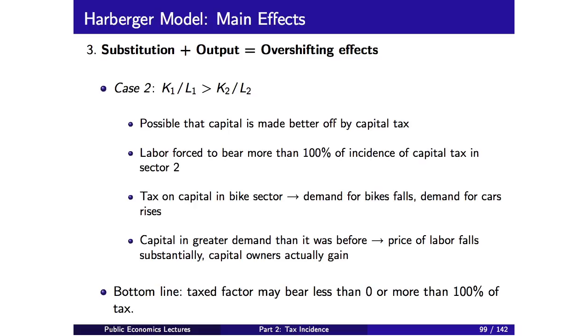And what's the logic here? If I have a tax on capital in the bike sector, the demand for bikes falls, the demand for cars rises. Capital is in greater demand than it was before. Again, if people are substituting a lot, the price of labor falls substantially because nobody wants to buy bikes and employ these bike makers anymore. Capital owners end up actually gaining, and laborers are unhappy because you've taxed capital, okay? So what I'm trying to illustrate here is, first of all, there's some basic intuitions that this model brings out, which I think is an important contribution of Harberger.